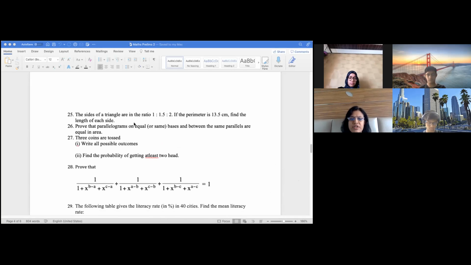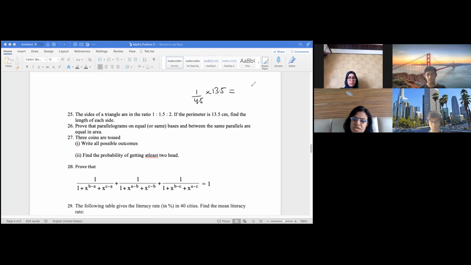Sides of a triangle are in the ratio 1:1.5:2. So what will the answer be? First, total all three. Okay, so the total is 1 plus 1.5 plus 2, which is 4.5, right? So you will write 1 upon 4.5. The first side becomes 1 upon 4.5 into 13.5.